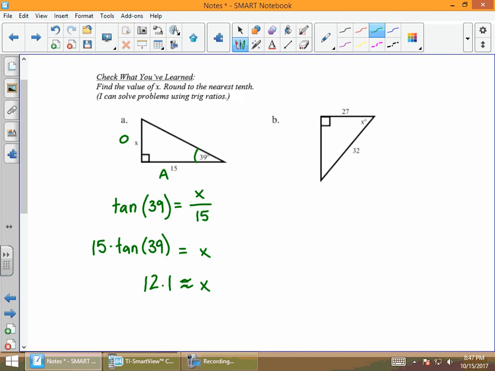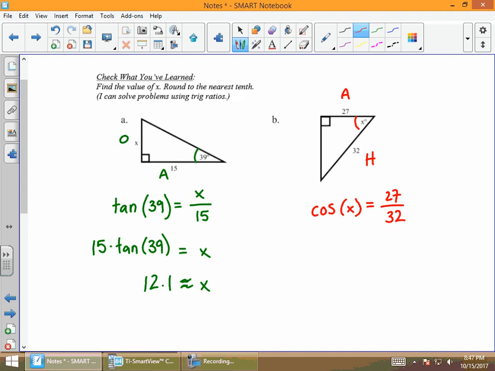All right, for those of you that are doing the 4.6 stuff, here's one where I have to find the angle. So my angle, the opposite side I don't know. The adjacent side is 27 and the hypotenuse is 32. So A and H, that means I'm using the cosine function. So the cosine of the angle, which is x, is equal to A over H. So 27 over 32.